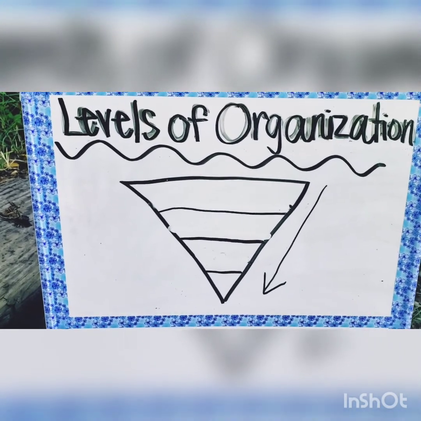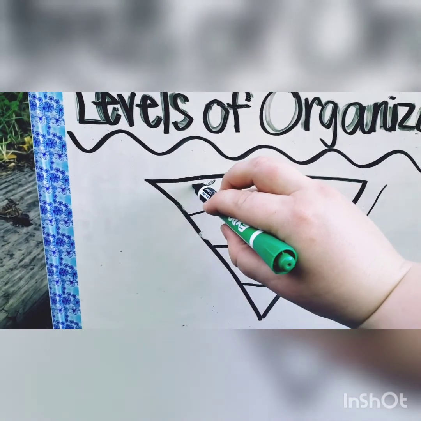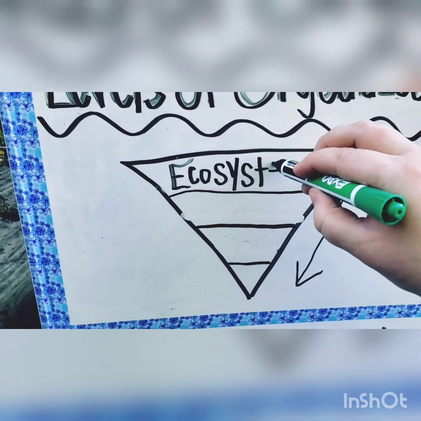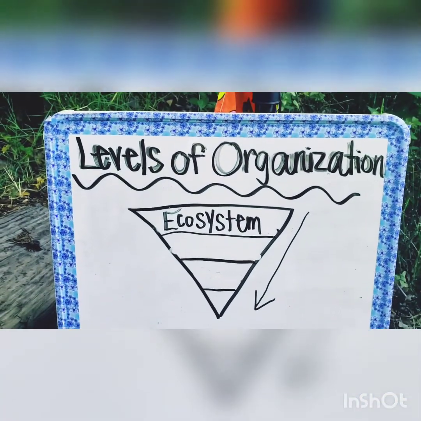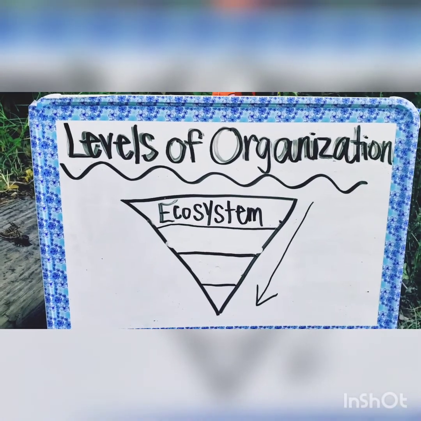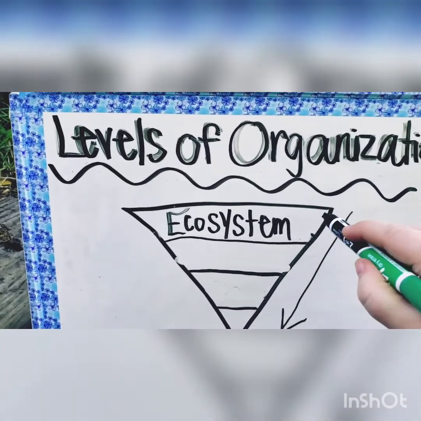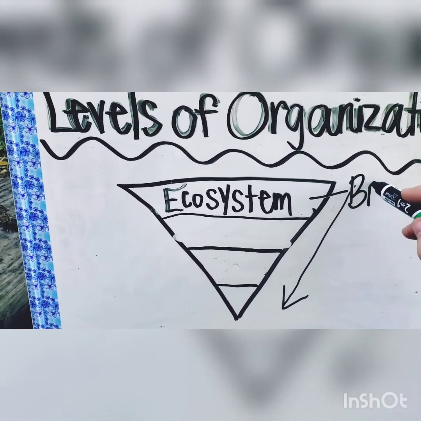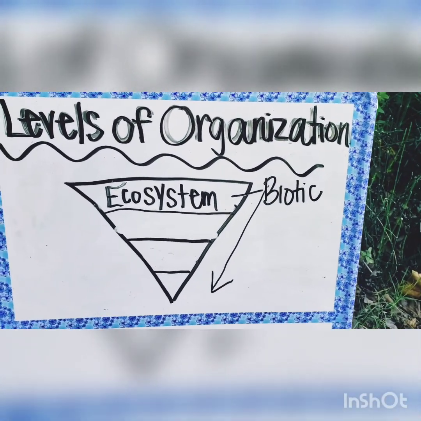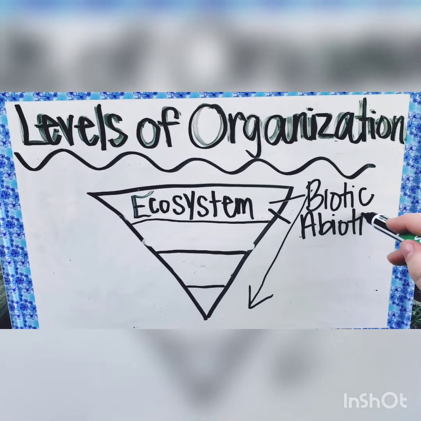The first part of our organization is going to be our ecosystem. I'm going to write our ecosystem really quick. Our ecosystem is going to encompass all things that are living and not living. Last week we talked about those key terms. If you are living or you have cells, you are going to be biotic. And if you are not living, you are considered to be abiotic. So an ecosystem has all biotic and abiotic factors.